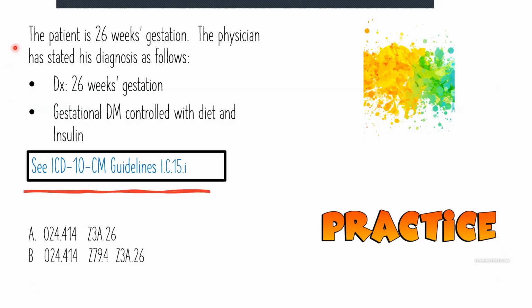So here's an example. The patient is 26 weeks gestation. The physician has stated his diagnosis as follows: 26 weeks gestation, gestational diabetes controlled with diet and insulin. Are you going to code A or are you going to code B? And make sure you review your guideline. This is a practice question from AAPC. You can pause it here if you need time to look it up on your own, because I'm going to give the answer in just a moment.